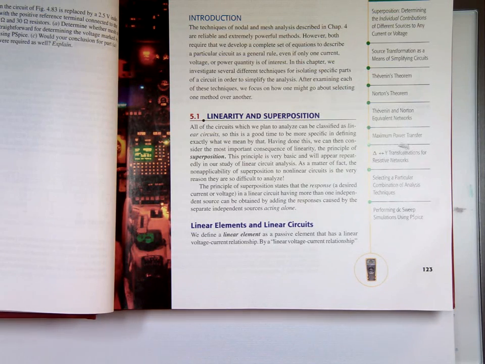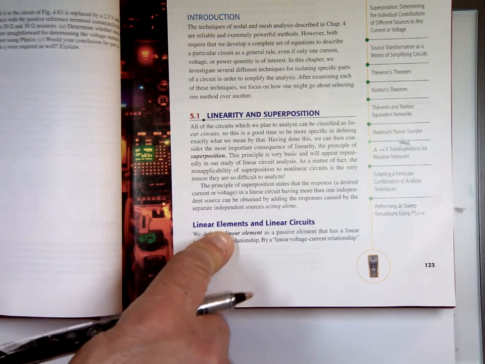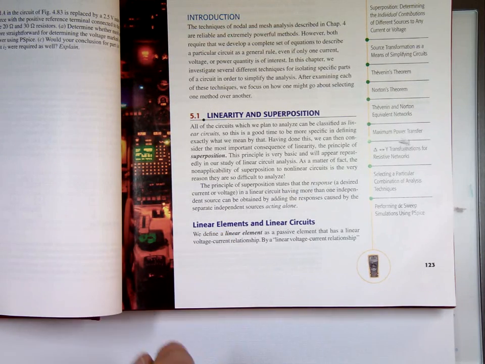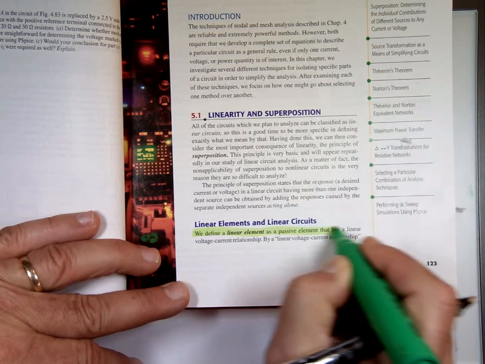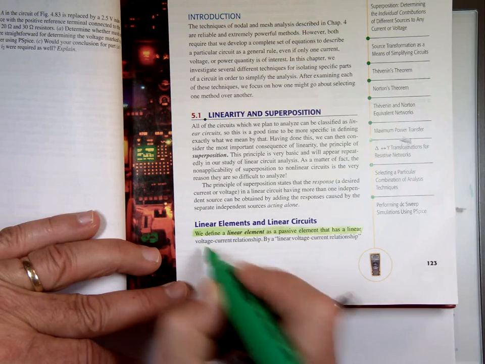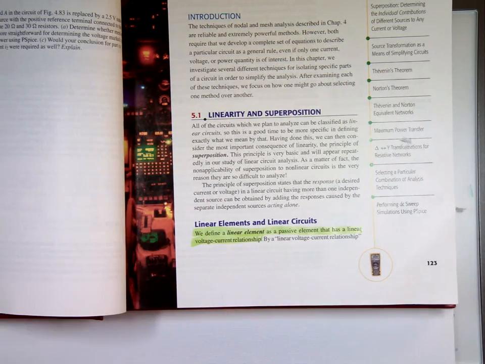I'm going to be talking about superposition, but to be able to use that method, your circuit must be a linear circuit. That means all the elements must be linear elements. What is a linear element? A linear element is any element that has a linear relationship between the voltage and the current. If you plot voltage versus current, it should be a straight line.